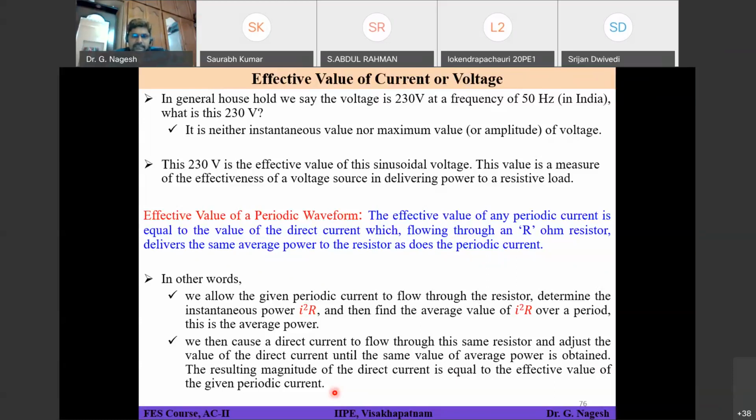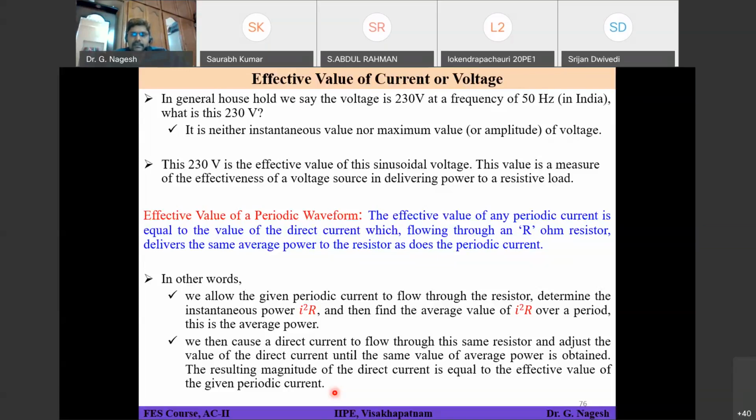Did someone get some idea regarding this or not? Yes, sir. You are able to understand it, right? That means you take a periodic current and send it through some R ohm resistor, and find the average value of power consumed by that resistor. You can find instantaneous power I square R and then integrate over one time period. You will get some average power when you are sending periodic current.